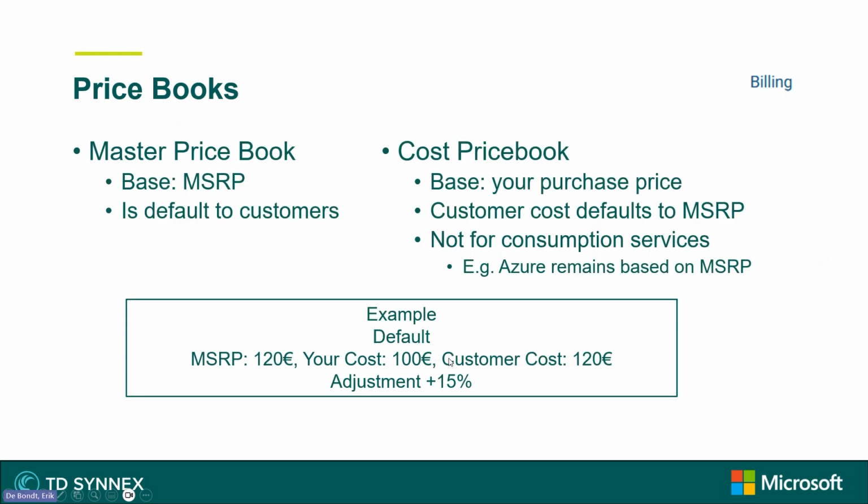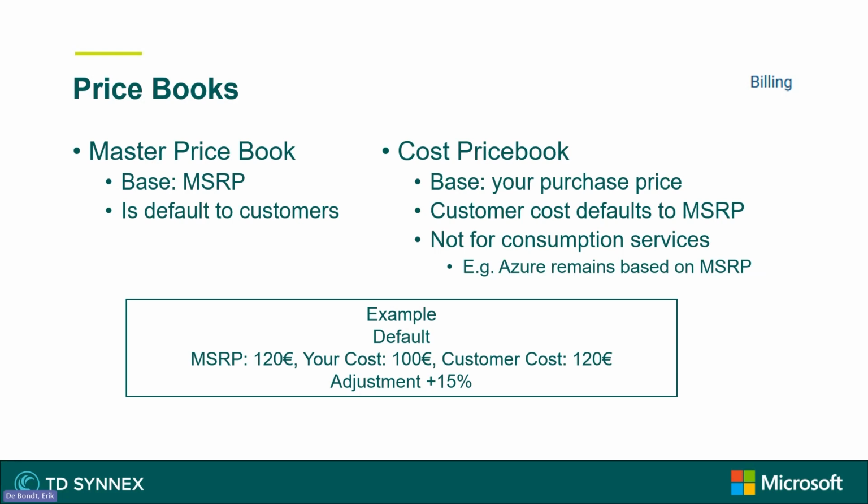So the price book, the master price book, and the cost price book. The price book's base is the MSRP. The cost price book's base is your purchase price. We at TD SYNNEX always work with the cost plus price book. So we have our cost, what you pay at the vendor. We take our minimum margin on that, and that's your sales, your purchase price.